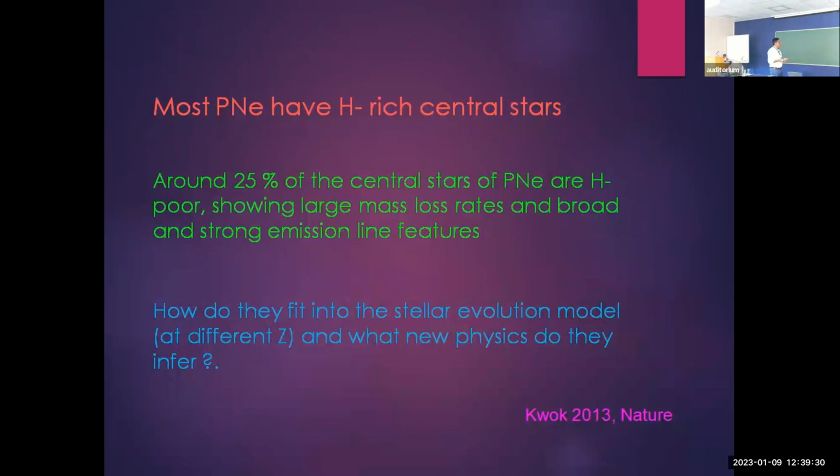And the crucial point is that the number is not small. Around 25% of the central stars of planetary nebulae are hydrogen poor. They can either be Wolf-Rayet stars or weak emission line stars, which are probably connected, and PG1159 stars. Put together there are 25%, showing a large mass loss rate and broad and strong emission line features.